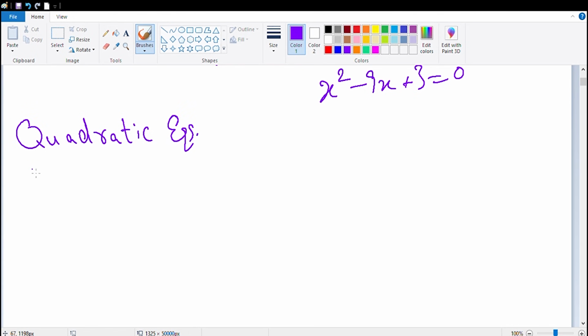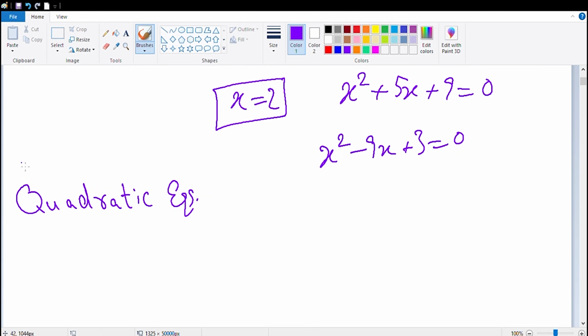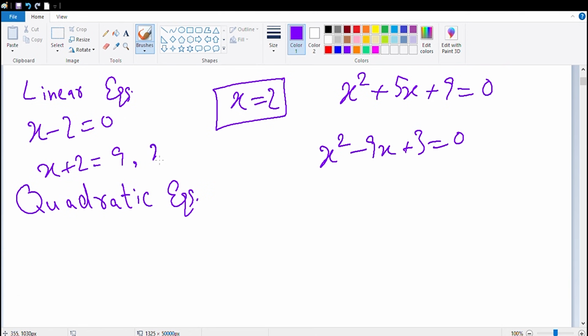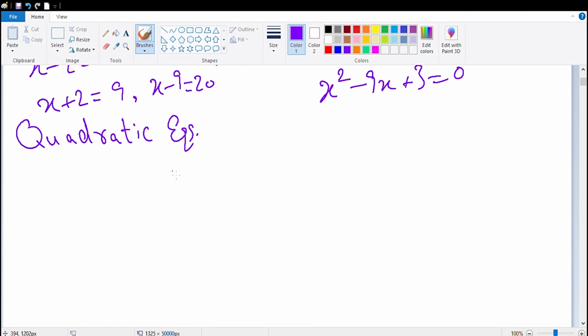And let's write the examples under the type. So here are linear equations. So in algebra, we learn different ways to solve different types of equations. And examples are, of course, these linear equations, quadratic equations. There are also cubic equations. So let's see some examples of linear equations. There can be x minus 2 is equal to 0, x plus 2 is equal to 9, or x minus 9 is equal to 20, even something like that.